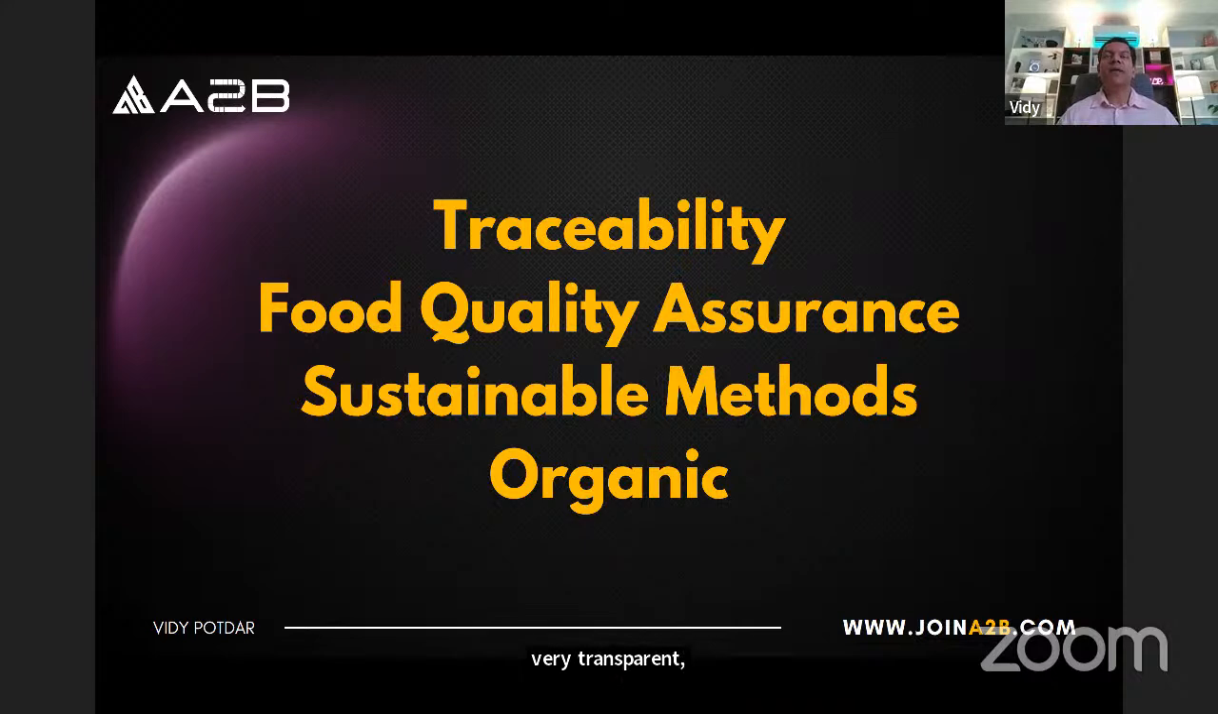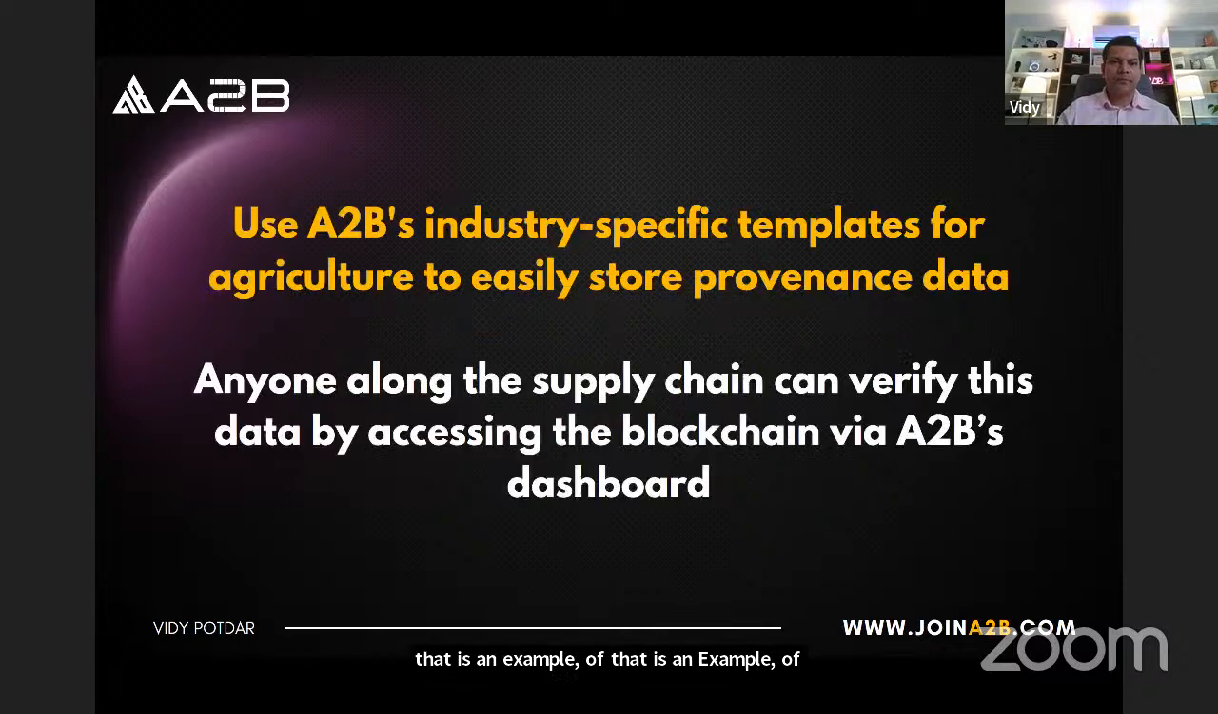Finally, if you are a farm that grows organic produce, you can also use A2B to show how you have followed all the recommended farming techniques for growing organic produce or organic food. So that is an example of how A2B can be used by the agriculture sector. With A2B's industry-specific templates for agriculture, it's easy to store such provenance data on a blockchain as it is happening.